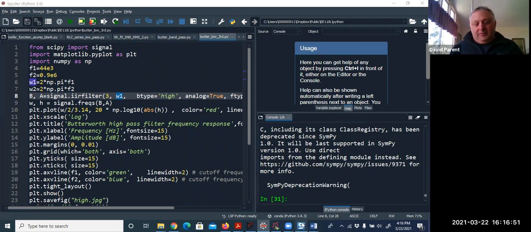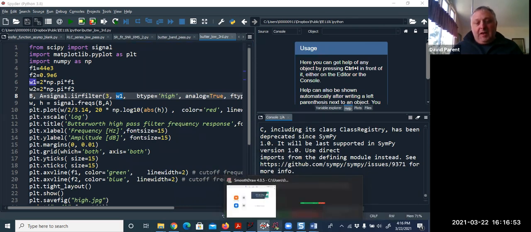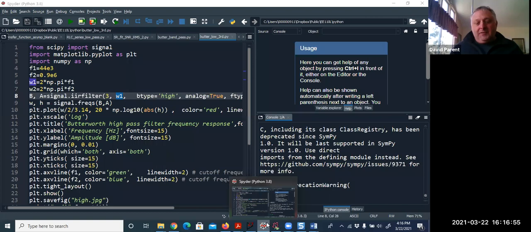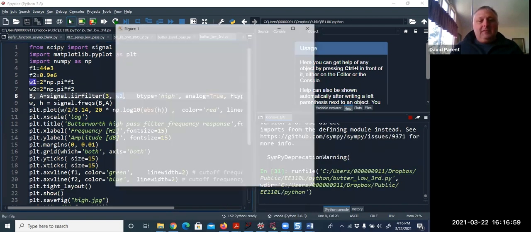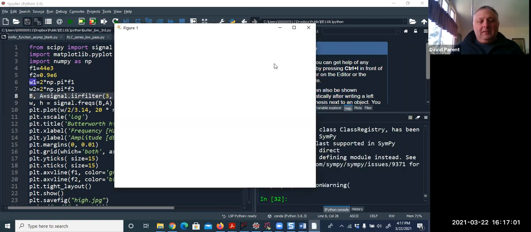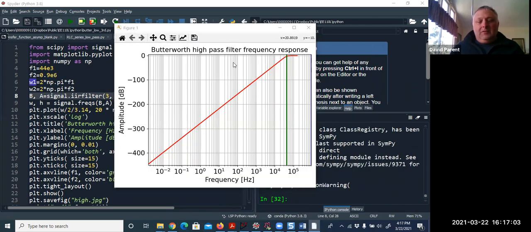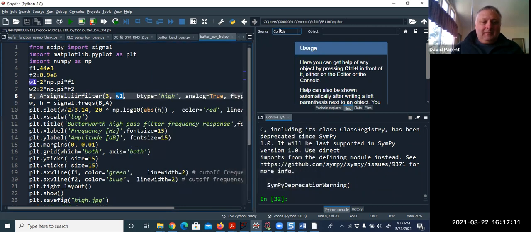Now, for that program, the notch filter, I'll just run this again. You don't give one frequency, you give two frequencies, and then the notch is in the middle. But that's just where we're headed.